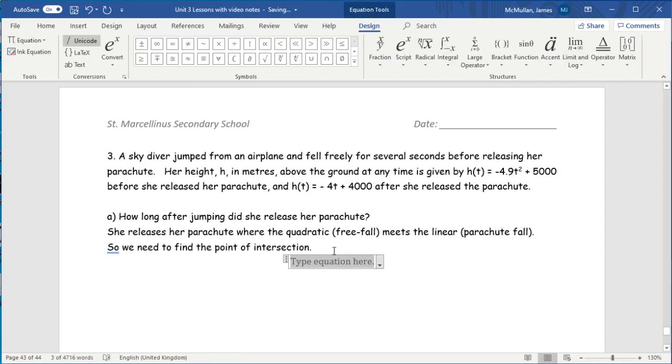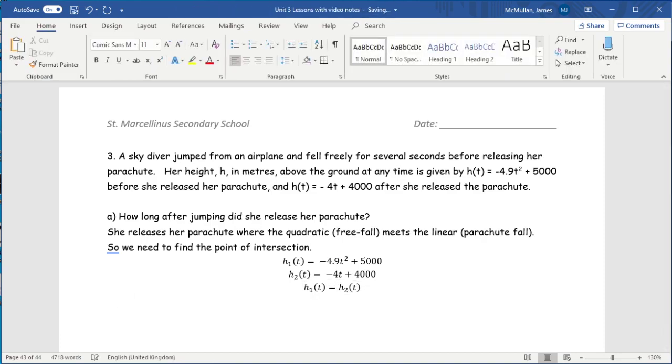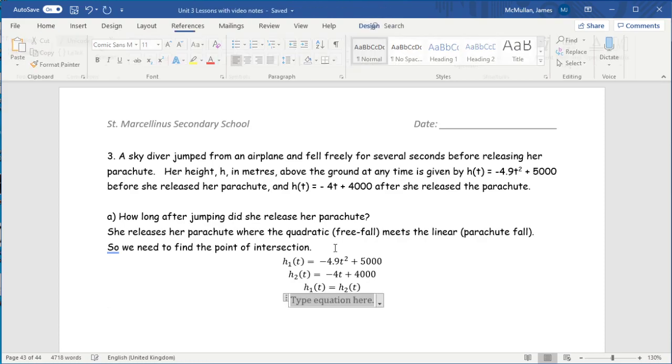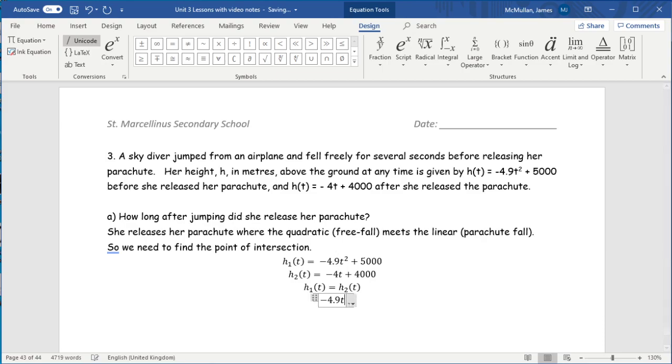So what would we do? We take, let's call it h1 of t, which is negative 4.9 t squared plus 5,000. We'll say h2 of t is equal to negative 4t plus 4,000, and then we're going to say h1 of t is equal to h2. Okay, so the first height is equal to the second height. We're going to find the points of intersection. So let's do that. Negative 4.9 t squared plus 5,000 equals negative 4t plus 4,000.